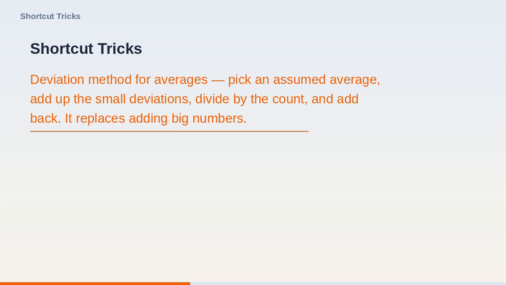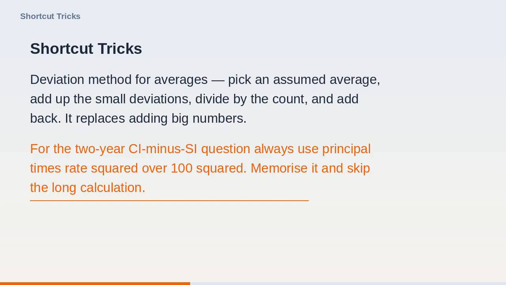Trick 1. Deviation method for averages. Pick an assumed average, add up the small deviations, divide by the count, and add back. It replaces adding big numbers. Trick 2. For the 2-year CI minus SI question, always use principal times rate squared over 100 squared. Memorize it and skip the long calculation.